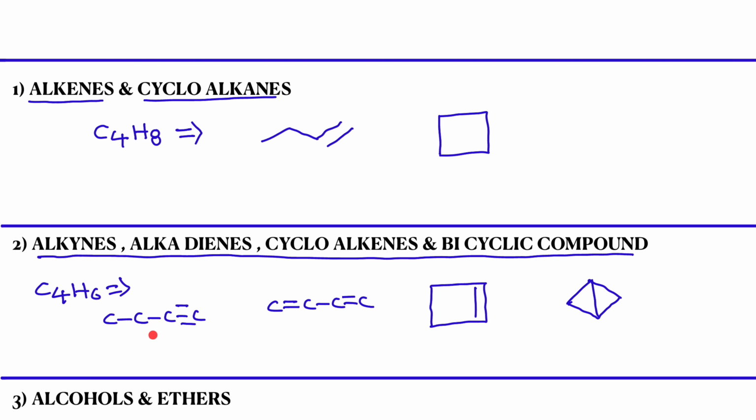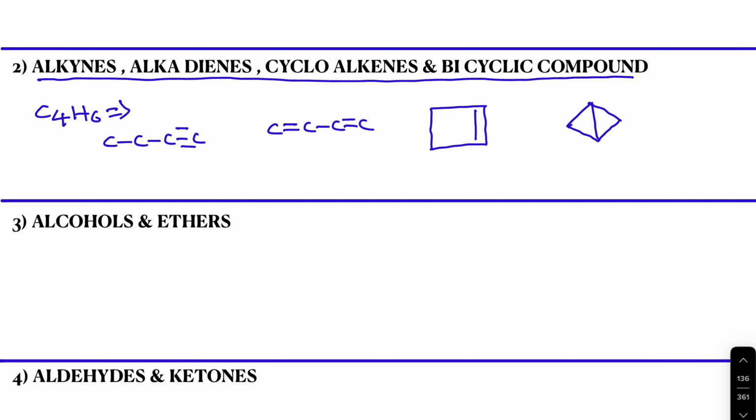Here the functional group is a triple bond, here the functional group is a double bond. Of course this one and this one are also functional group isomers. Here we have a double bond, here also we have a double bond, but we can write different functional groups. That's what I'm discussing here.